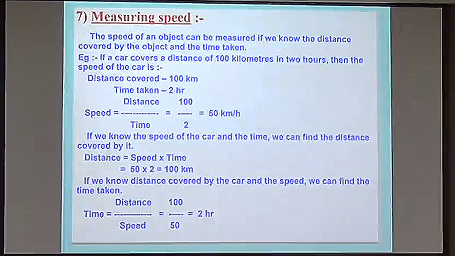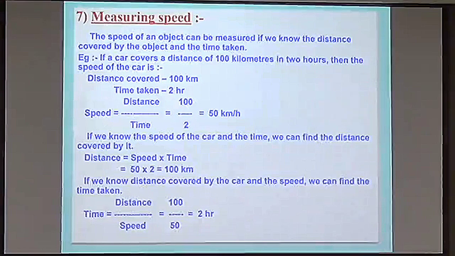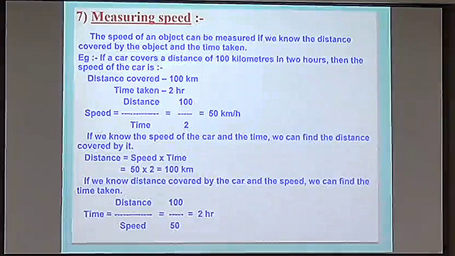So what is given in the question? Distance covered is 100 kilometers. Time taken is 2 hours. So what is the formula of speed? Speed is equal to distance upon time, which is 100 upon 2, that is equal to 50 kilometers per hour.